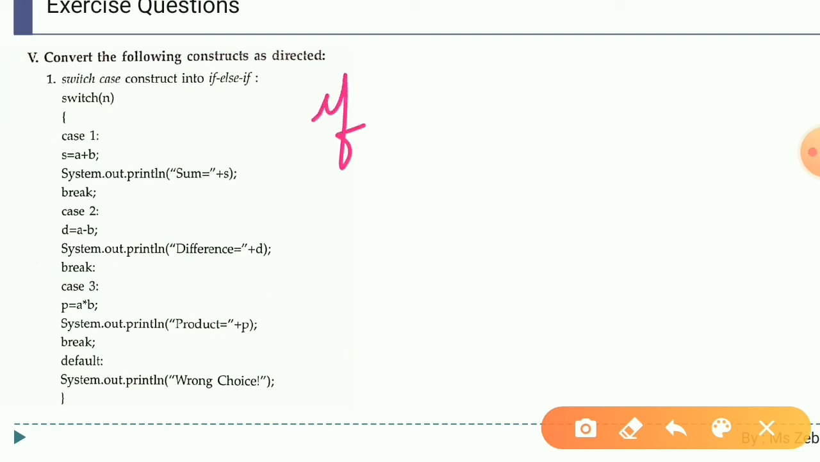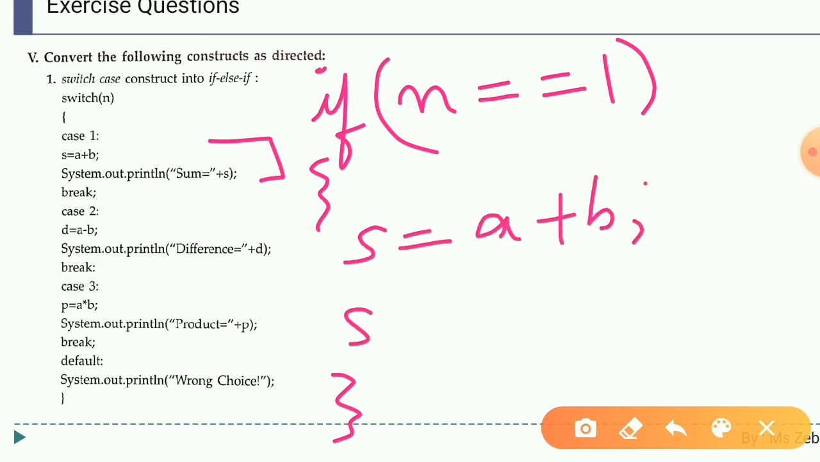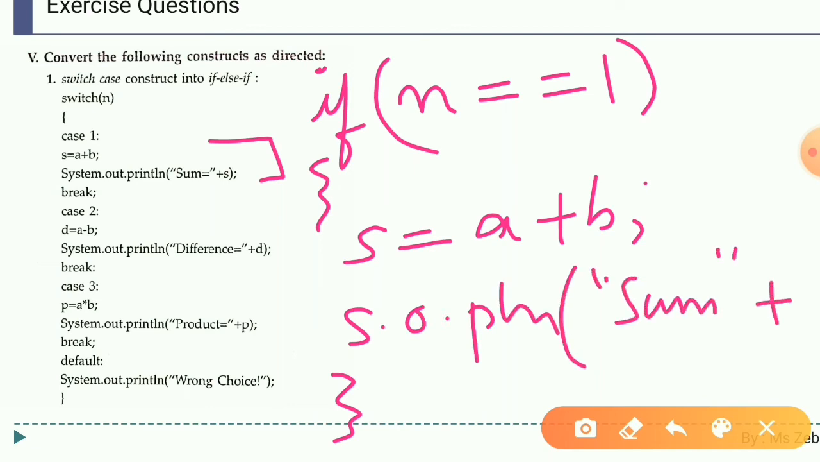Firstly we are going to write down if, then in brackets this case 1, so we are going to match over the value of n equals to 1. Now in this case 1 we are having two statements, so these are compound statements and should be enclosed in brackets. So firstly s equals to a plus b, then again System.out.println("this sum" + s). This is the very first if condition that you are going to get.